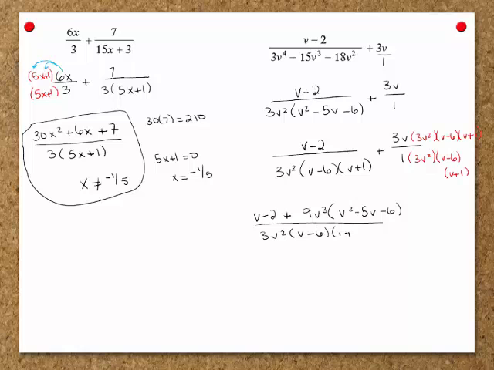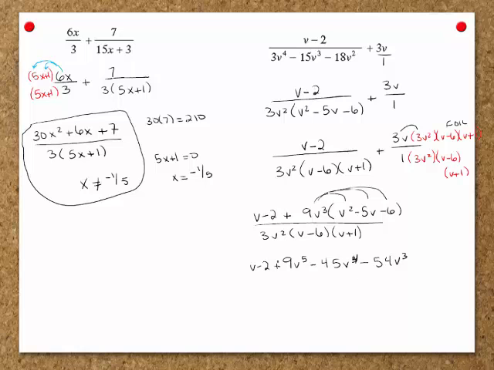My denominator stays the same. Now I'm going to distribute in this 9v to the third. So what I did is I multiplied this and then I FOILed that. So I have v minus 2 plus 9v to the fifth minus 45v to the fourth minus 54v to the third.